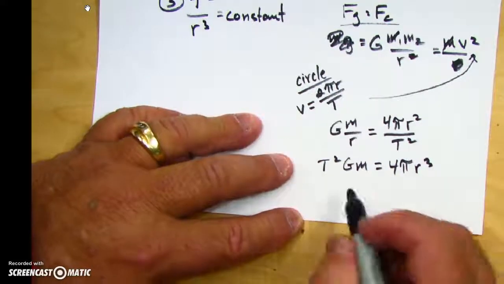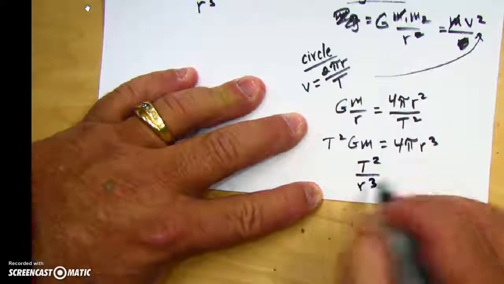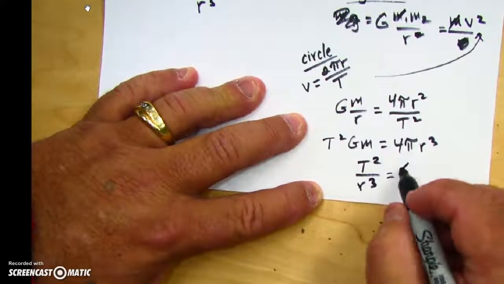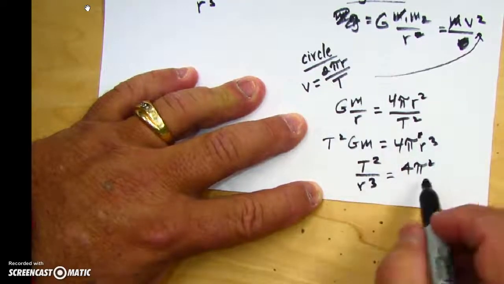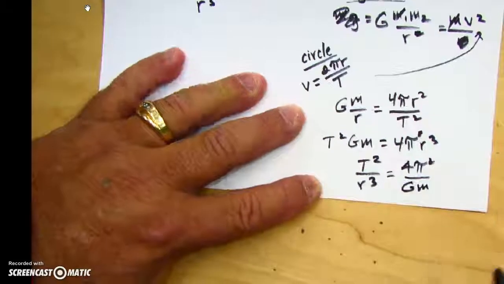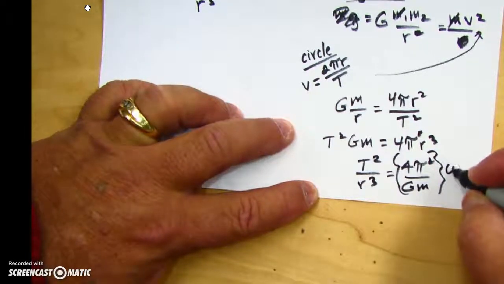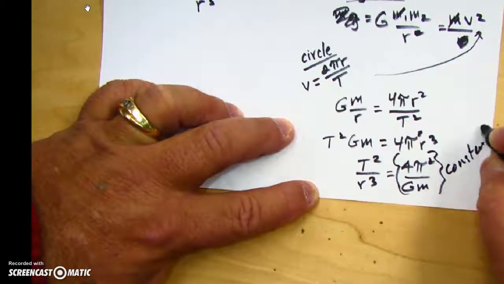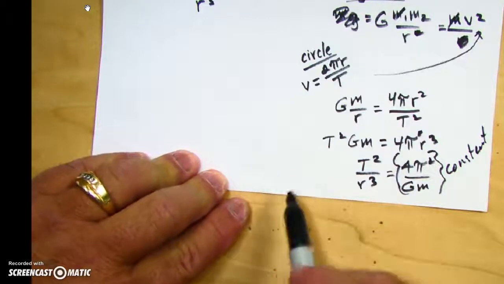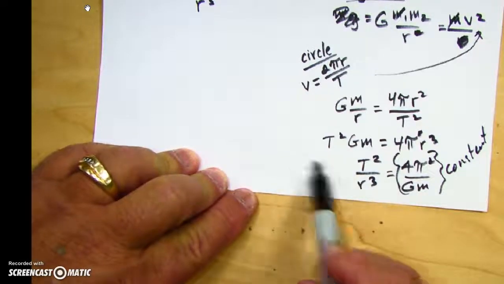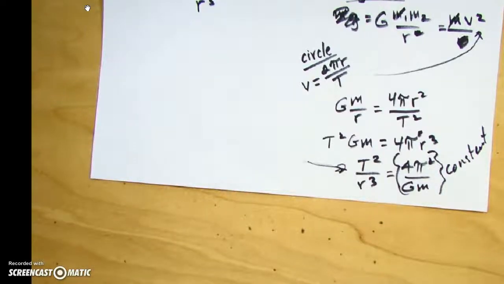Presto changeo, a little magic here. I get that T squared over r cubed is equal to 4 pi squared, I lost the squared there somewhere, divided by GM. The key thing to understand is that's a constant. Kepler was right. 400 years ago, he was right. And again, I don't think you need to necessarily know this, but realize you can derive that based on what you saw. More on this in class.